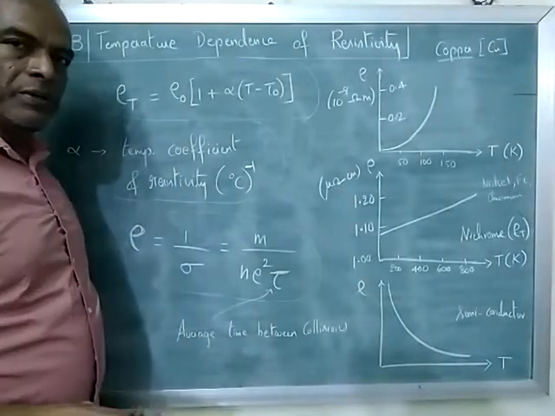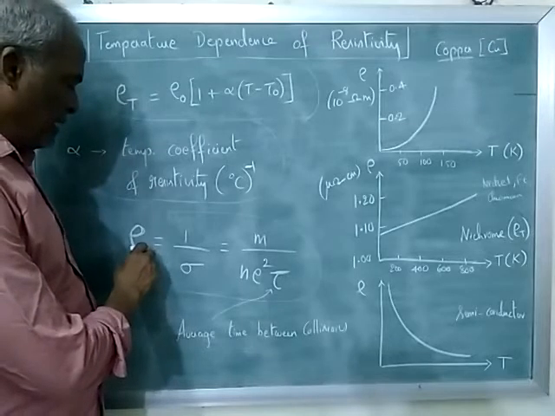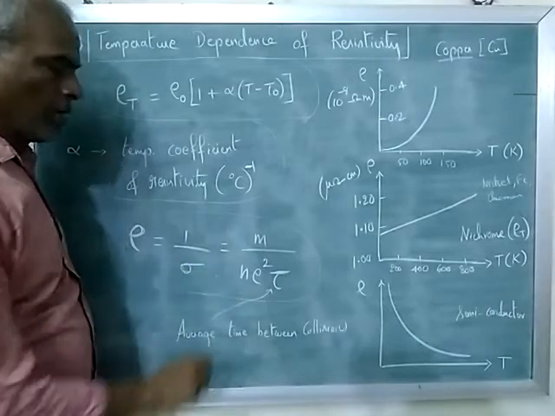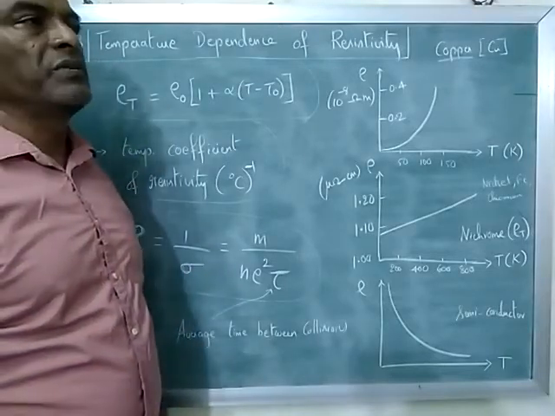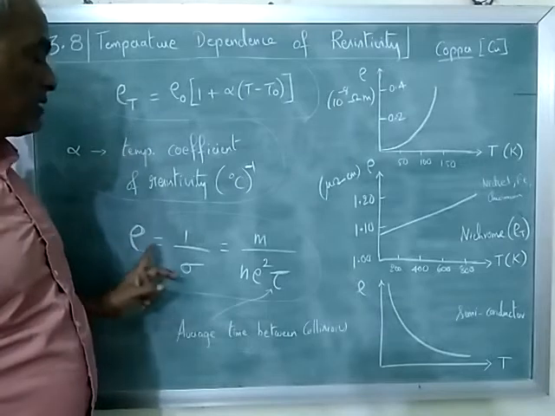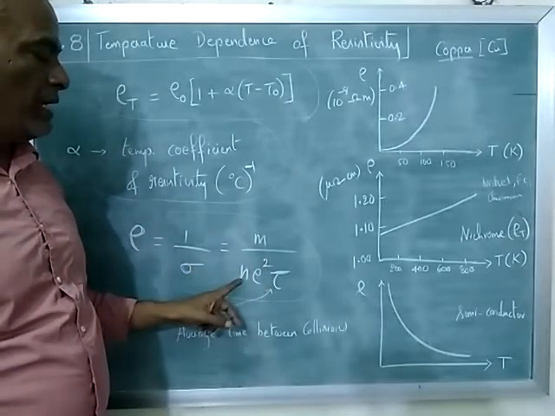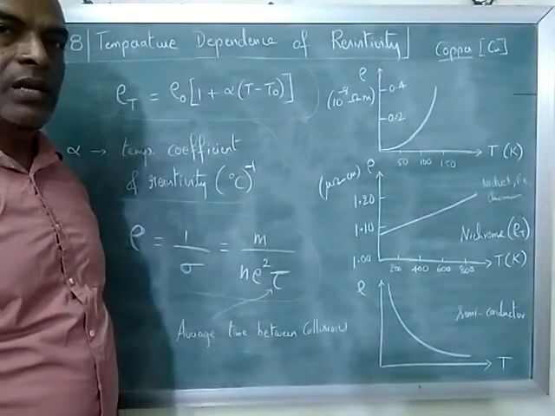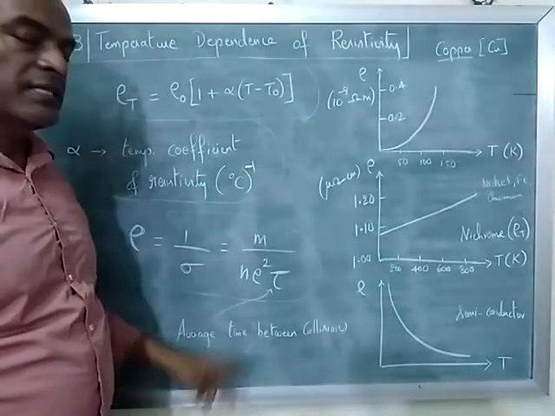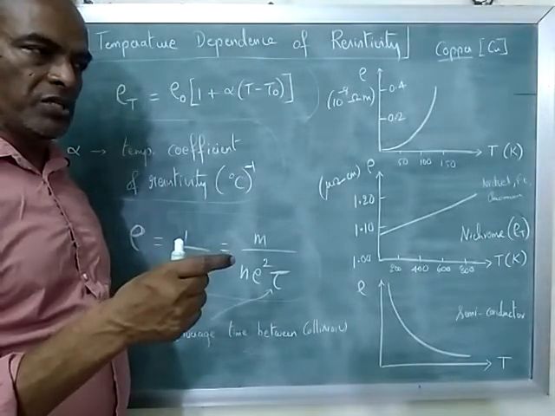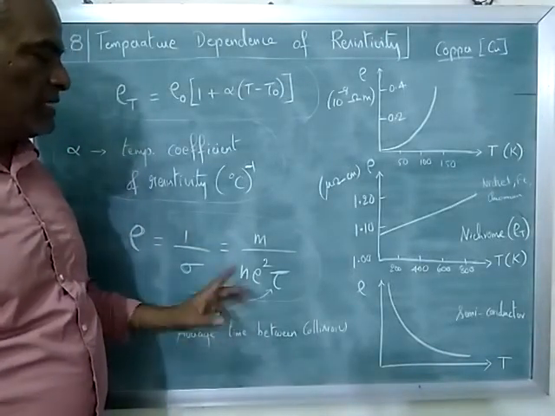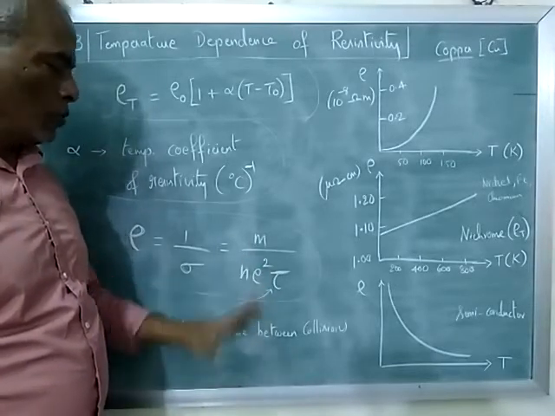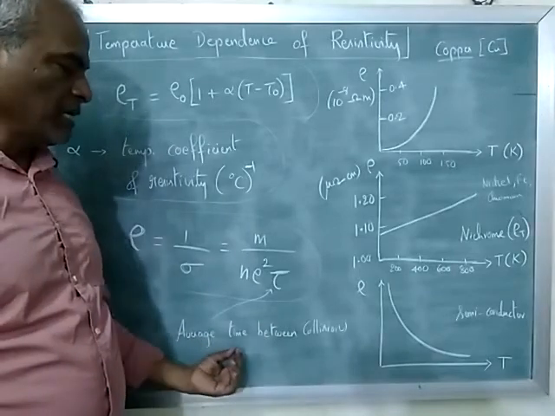Also we know from the previous lectures that resistivity is inversely proportional to conductivity. And we have established in the previous lectures that resistivity is equal to m divided by n e square tau. We know that m is the mass of the electron, n is the number of electrons per unit volume, e is the charge of the electron, e squared, and tau. Tau is nothing but the average time between collisions.